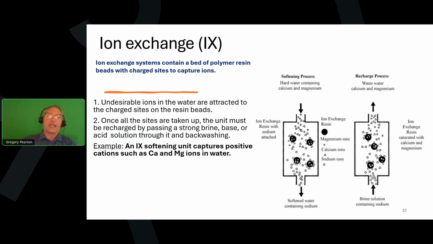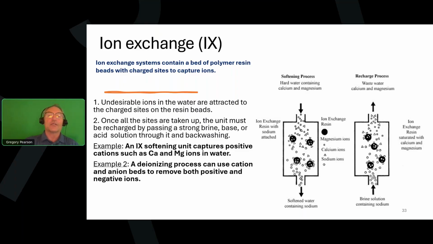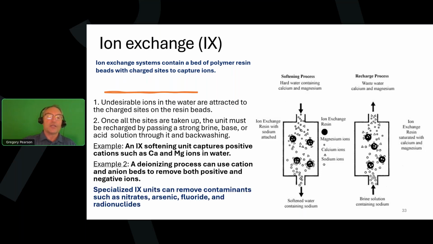But ion exchange can be used for more than just softening. It's often used in home softeners to remove calcium and magnesium ions. It can also be used to deionize water. So instead of just removing positive ions, you can have a separate bed that also removes the negative ions. So they'd pass it through 2 beds to create deionized water.